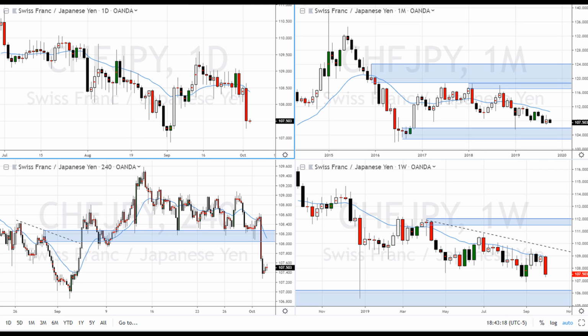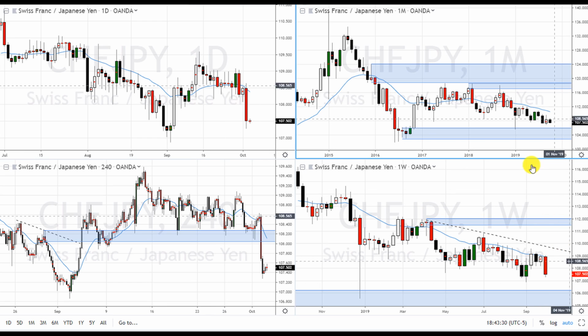Today we're going to take a look at some charts and see where we can identify supply and demand order flow and trade it for income. Let's take a look at Swiss franc versus Japanese yen and see where we can identify supply and demand zones and trade it for income.